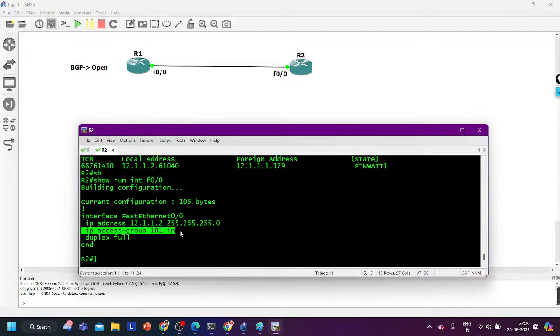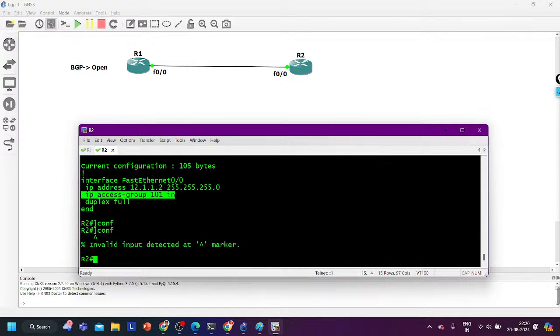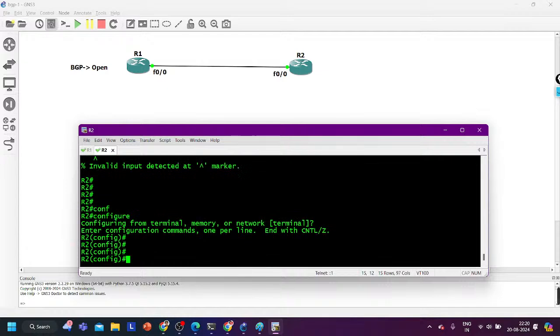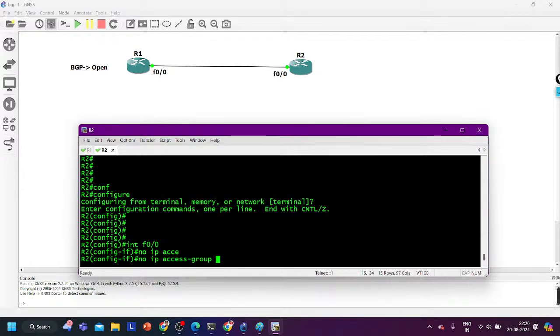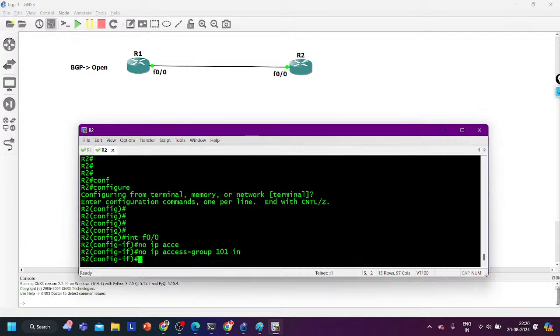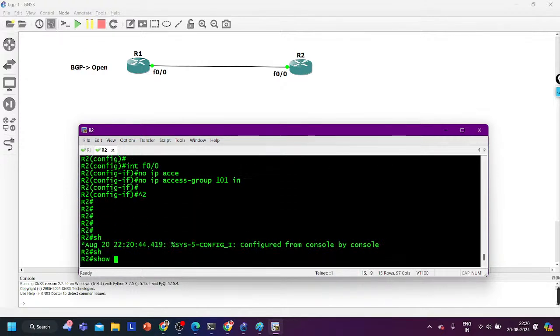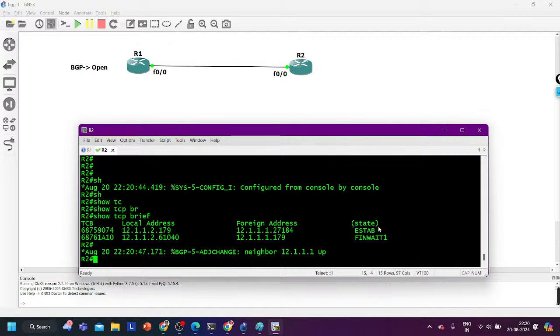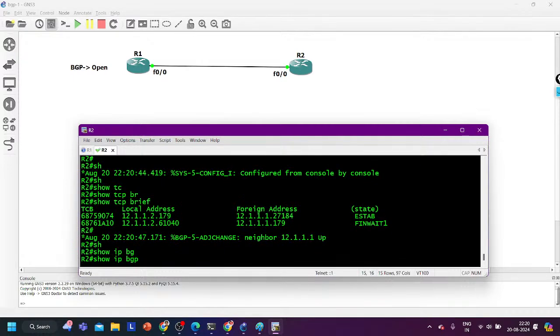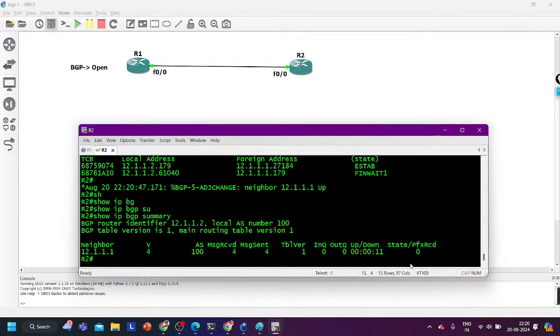Access list number 101 in direction. Simply I can remove the access list. Say interface F0/0, no IP access-group 101 in. Show TCP brief. Soon it will form the TCP connection again. You can see, and now again you can see the BGP neighbor is up. Sometimes you will see the neighbor is Idle, sometimes you will see the neighbor state is Active.